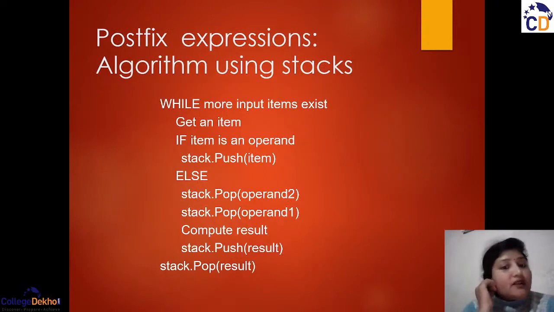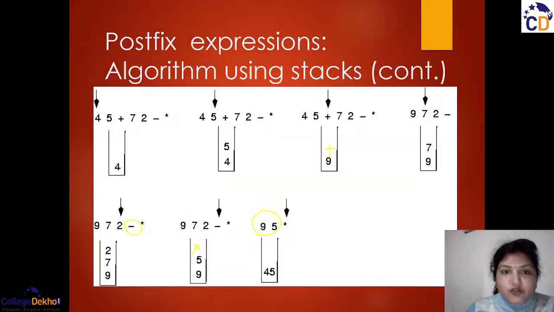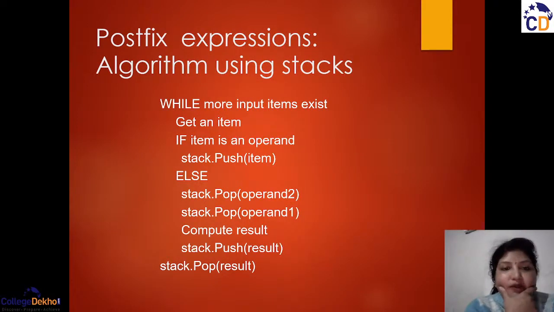Let us see the algorithm for how to implement it, or you may say a pseudo code for that. While more input items exist, get an item. First of all, you get the items. If the item is an operand, or a number you may say, then just push it into the stack. Else, what are you going to do? Else means if it is not an operand, if it is an operator, then pop.